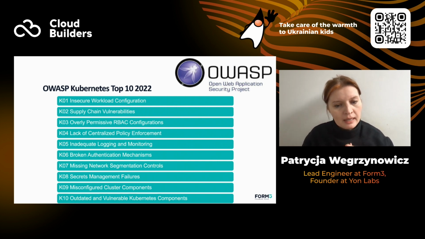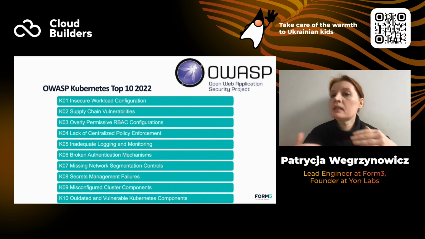Secrets management failure, that's a very popular vulnerability. From time to time, we have those news where we learn that some big organization leaked some secrets in a public repo, for example. So here, in terms of Kubernetes, we also need to keep any authentication tokens or any secrets like Kubernetes secrets safe and secure.